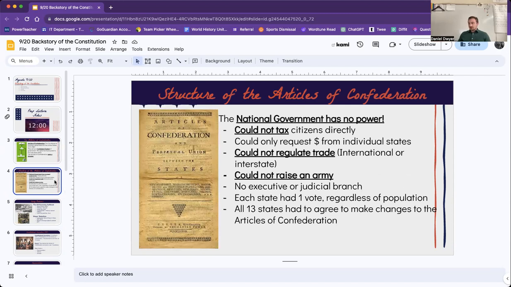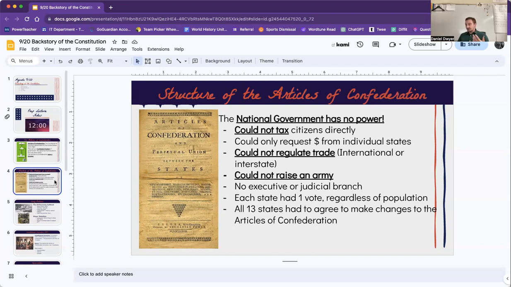So what was the structure like? Again, the national government really didn't have any power because they needed to get it all from the states. That meant the federal government could not even tax citizens directly. States could tax their citizens, but the federal government could not. So they could only request money from individual states, and nothing required the states to actually give it. They also could not regulate trade, either international or interstate.